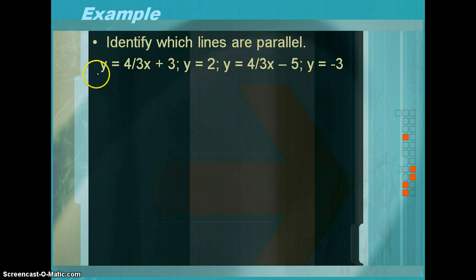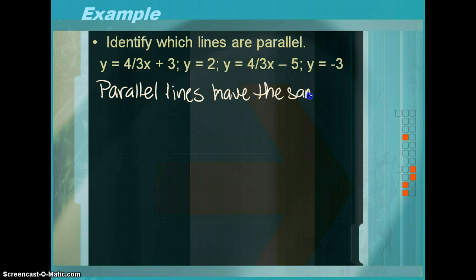So the key to parallel lines is that they do have the same slope. Therefore, if your equation is written as y equals mx plus b, as long as the m's are equal, by default they're going to be considered parallel.